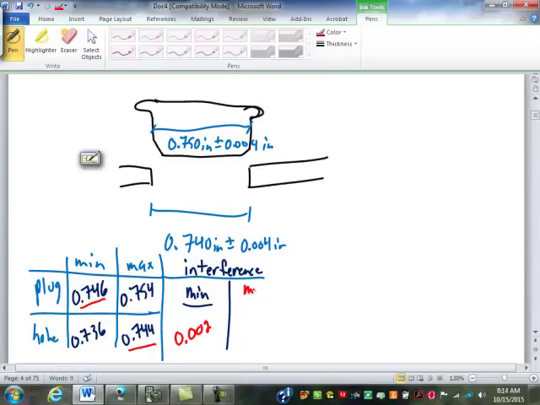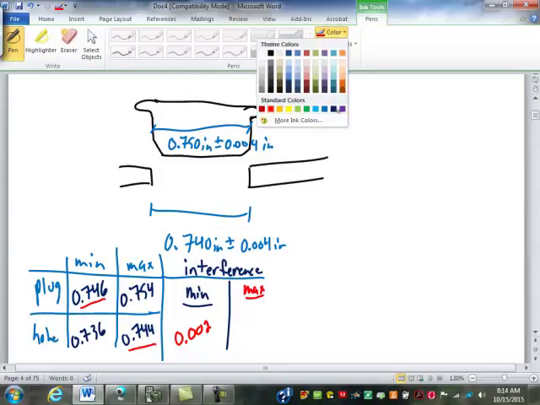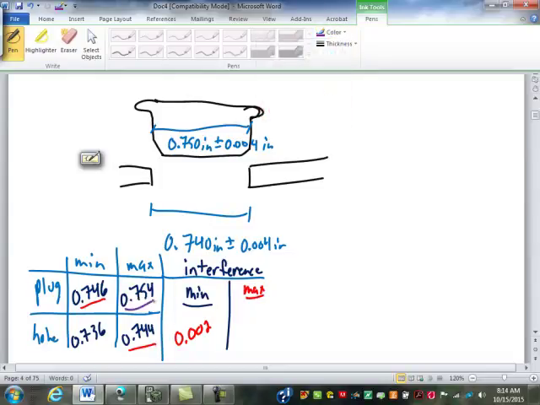0.002. Our maximum interference comes when the plug is large and the hole is small. That is what, 18 thousandths? So you can see there's quite a range between the minimum and maximum. That minimum 2 thousandths, it's not going to take a whole lot to pop that sucker out. 18 thousandths, it's going to take quite a bit to press that thing in.